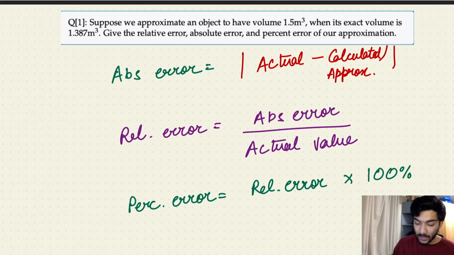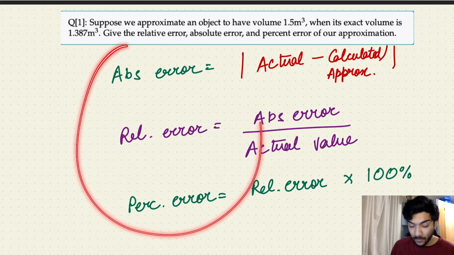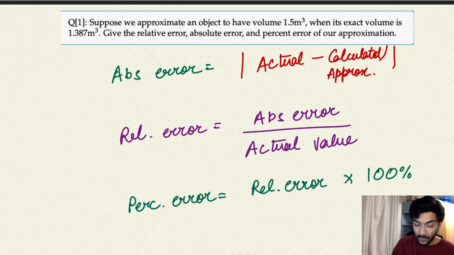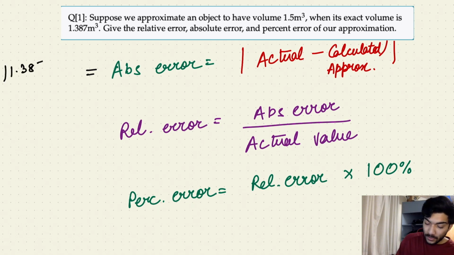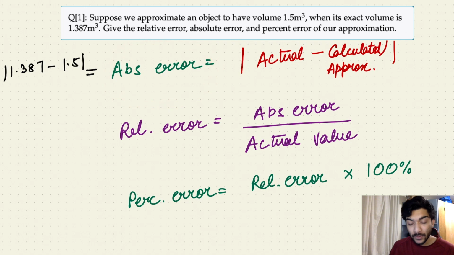So these are the concepts that you already would know about error approximations and calculating these different types of errors, but this video is only about revising those concepts such that we can easily use them in the next videos. So in this question, the absolute error would simply be the absolute value of actual minus calculated, which would simply be 1.387 minus 1.5 in this case, right? And we'll take the absolute value because it's the absolute error. Whatever answer you get by solving this expression will be your absolute error.